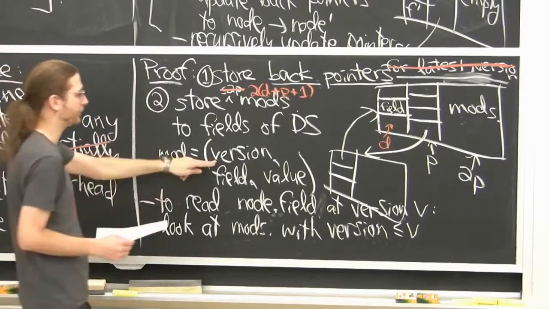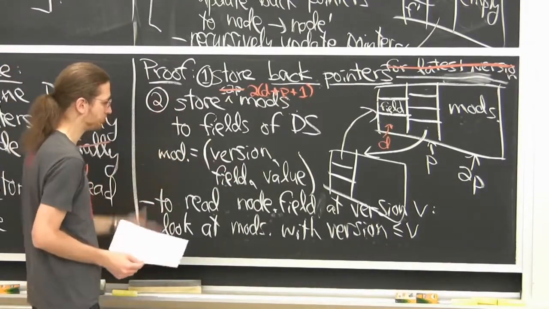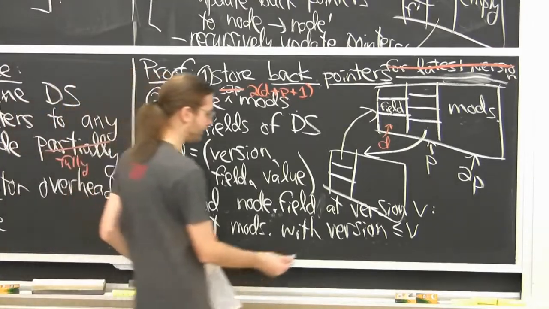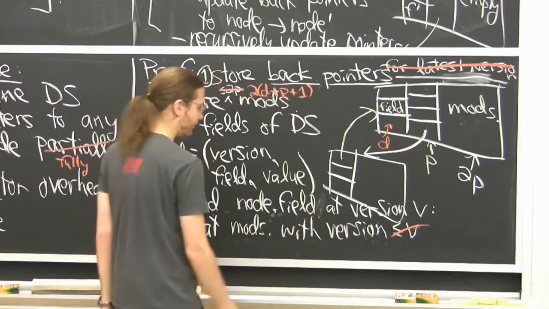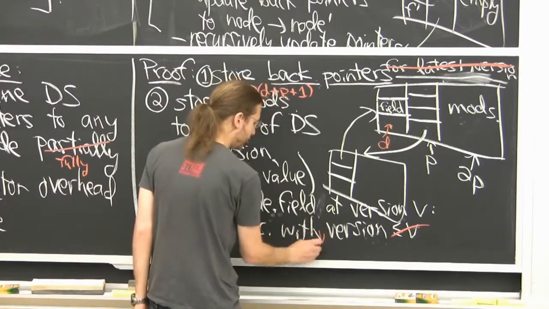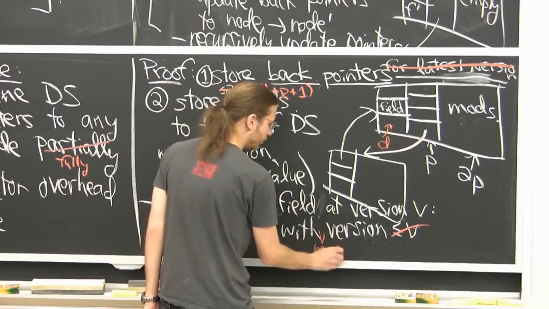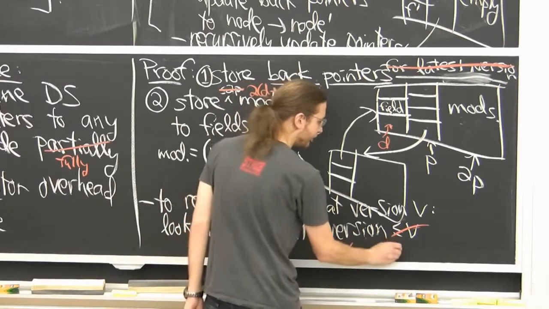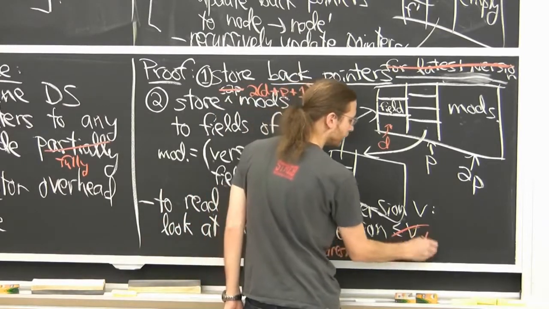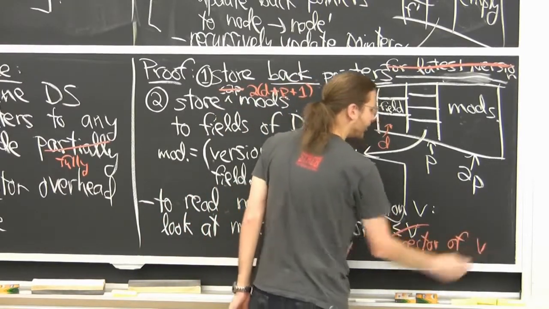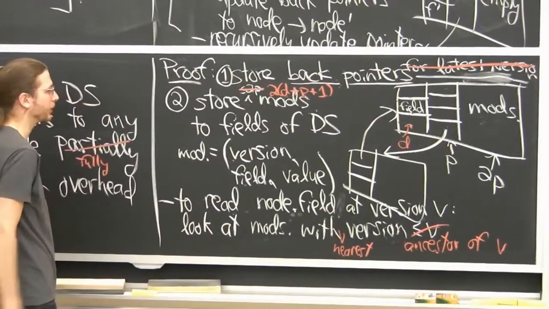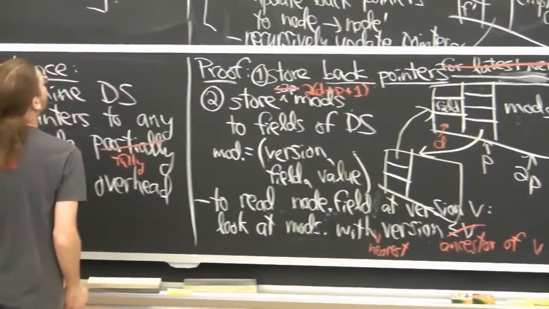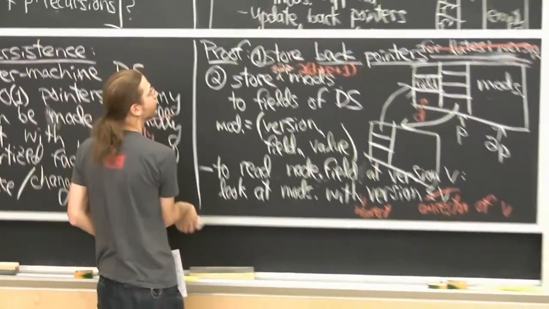Mods are still, you give versions, fields, values, reading. Okay, well, this is no longer less than or equal to V, but this is now with the version, sort of the nearest version that's an ancestor of V. That's what we were just talking about. So that can be done in constant time. Check it for all of them, constant work. Okay, that was the first part.